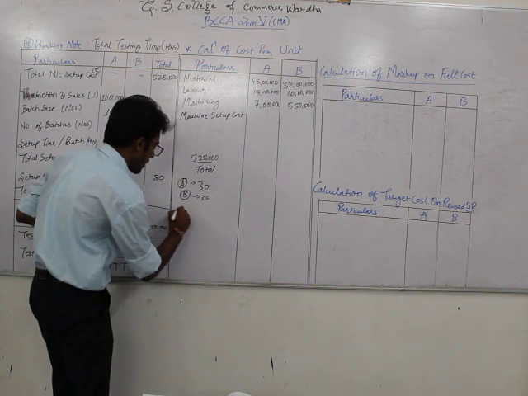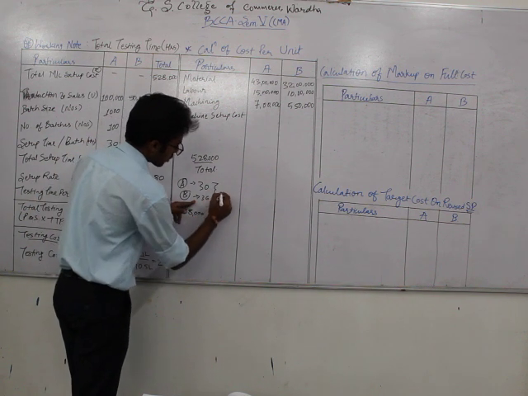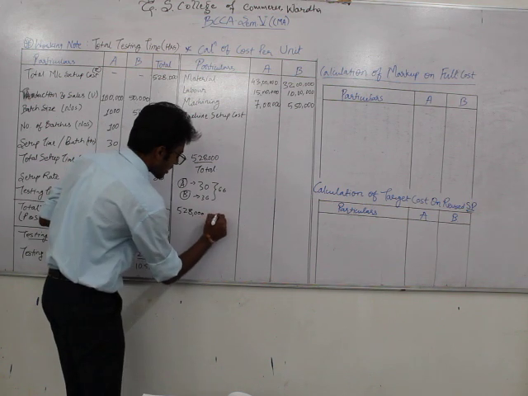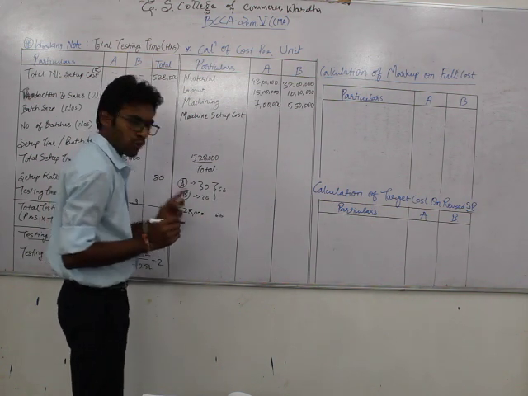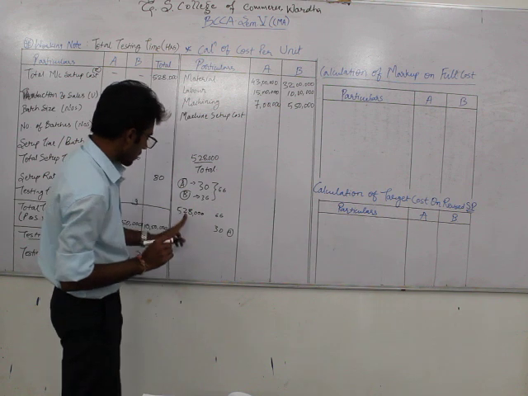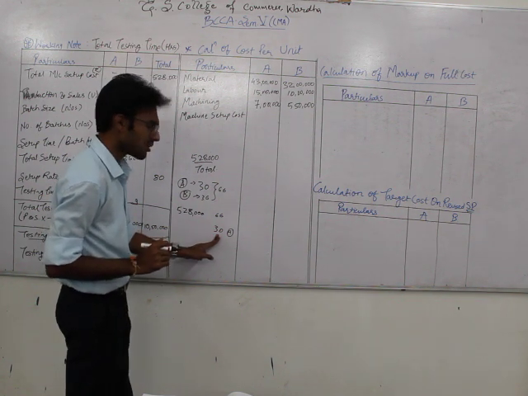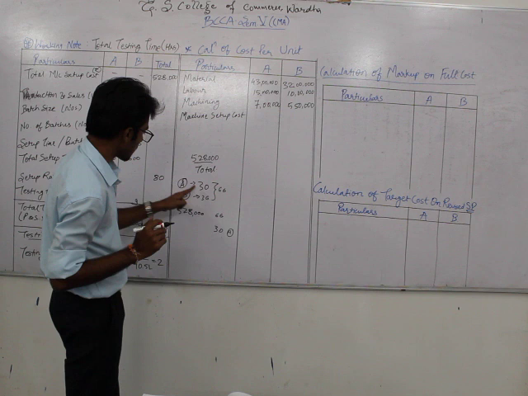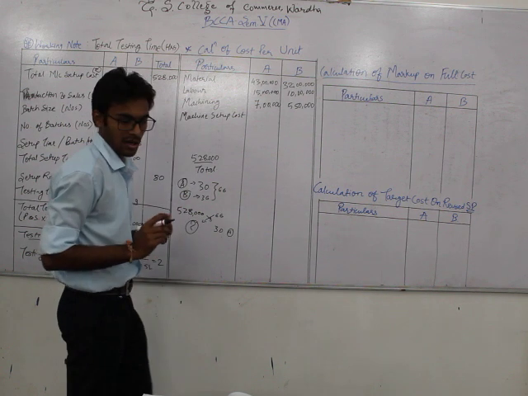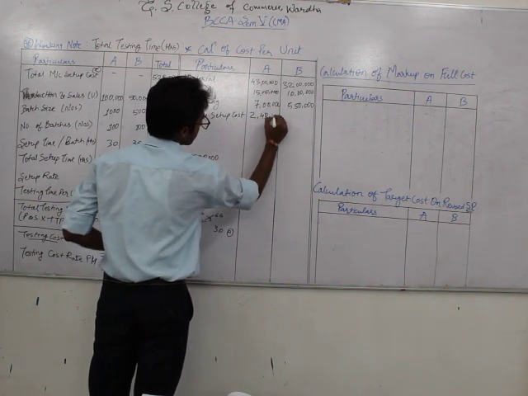So 5,28,000 is for a total of 66. So what will be the cost for 30, that is for A? 5,28,000 is for 66, so what will be the cost for 30 units, for A? We'll calculate this and you'll get a new amount. That amount will come as 2,40,000.